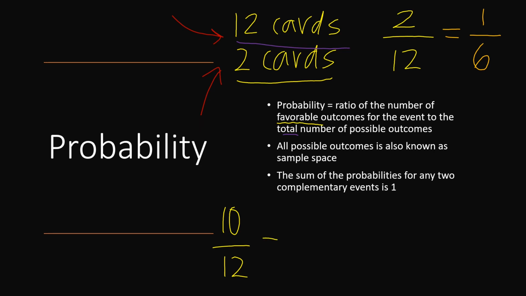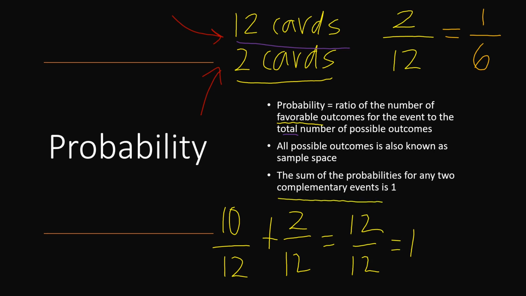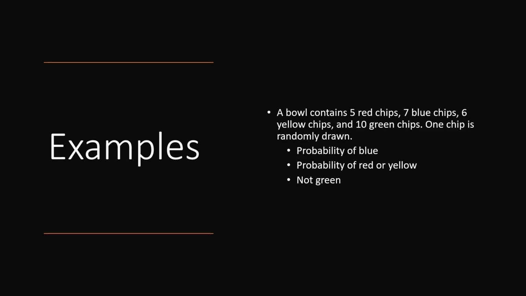And that's why if you do 10 over 12 plus 2 over 12, you would get 12 over 12, or 1. And that's why when you have complementary events, the total probability is always going to be 1. So here are some examples of calculating probability.